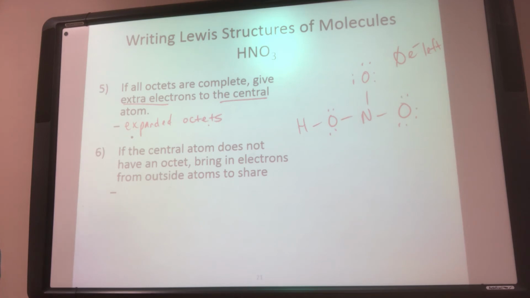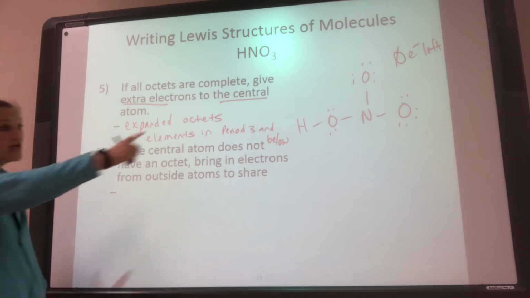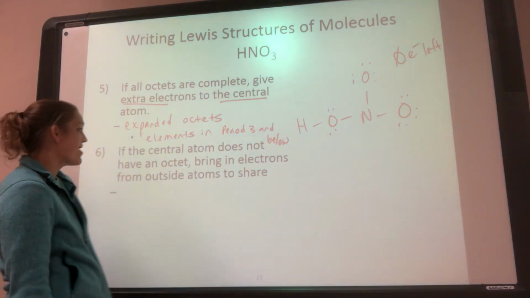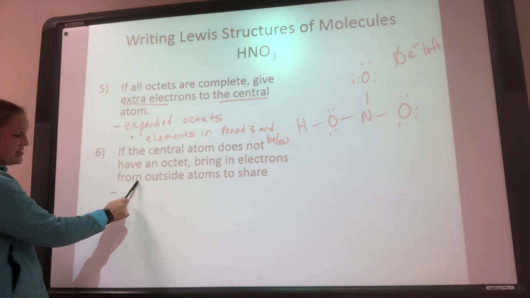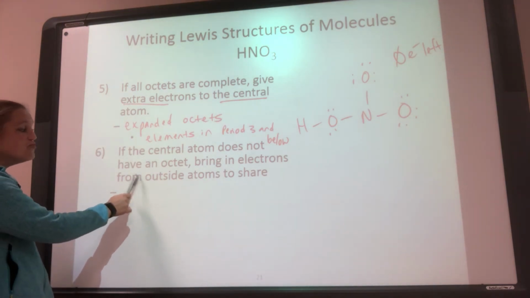Expanded octets are for elements in period 3 and below. So that means I can't do that. All right, so I don't have any more electrons, so how do I make the central guy happy? This is step 6. Step 6 says to move electrons.